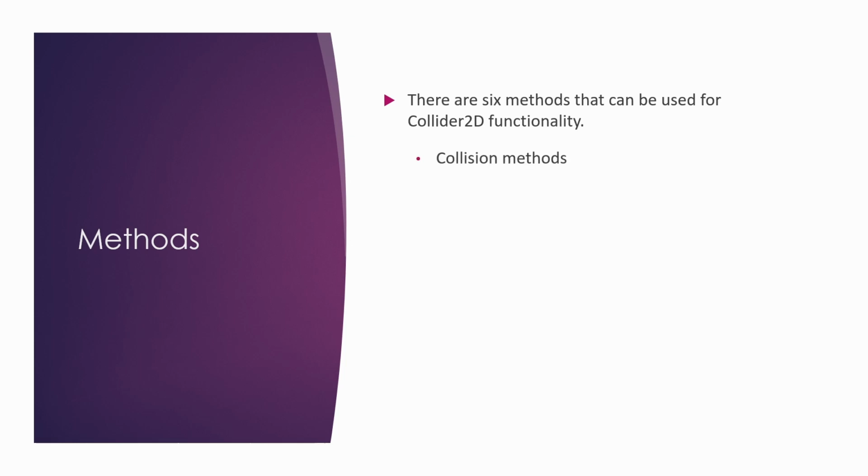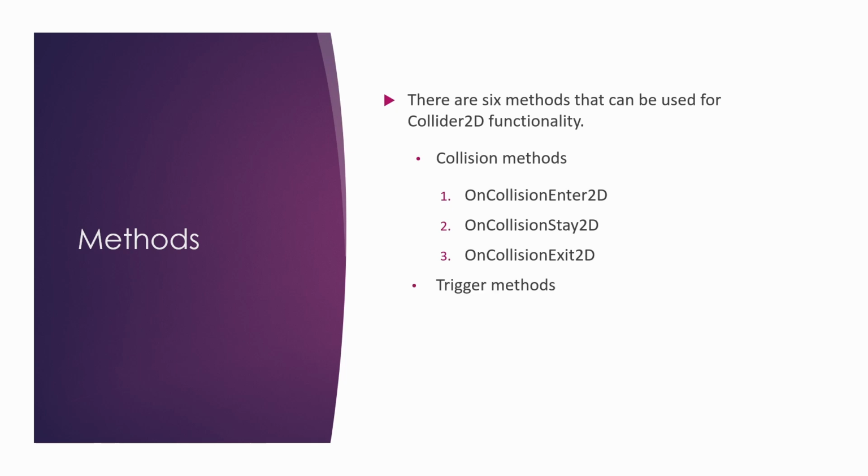There are 6 methods that can be used for Collider2D functionality, starting with the collision methods. You have onCollisionEnter2D, onCollisionStay2D, and onCollisionExit2D. These 3 methods use the Collision2D parameter and only occur when colliders, well, collide.